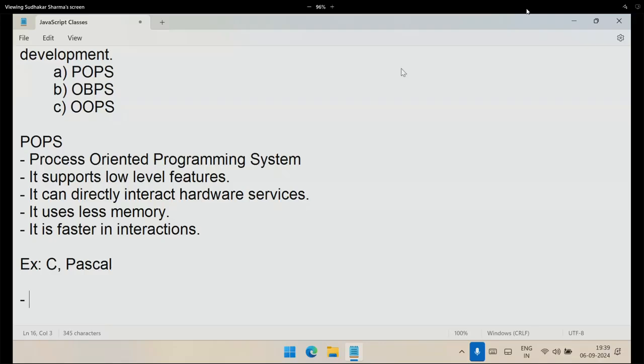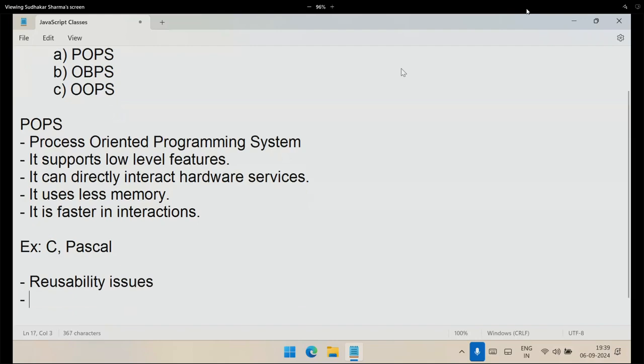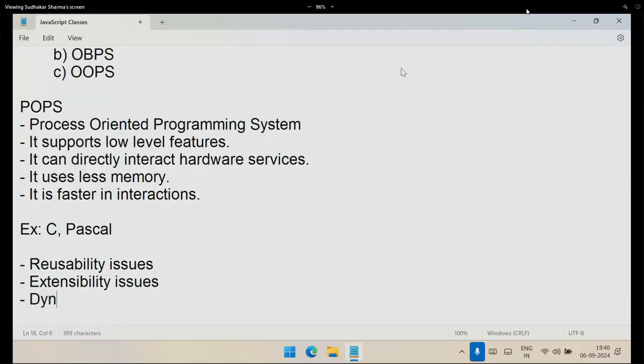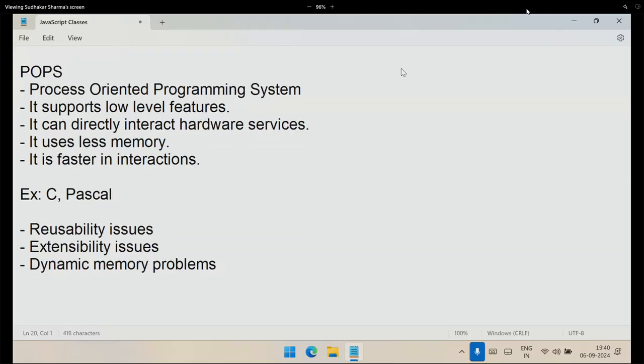But what is the issue is reusability issues, extensibility issues, dynamic memory problems. These are all the major concerns of POPS. It's not great in reusability, extensibility, dynamic memories and all. But they are good on certain occasions.